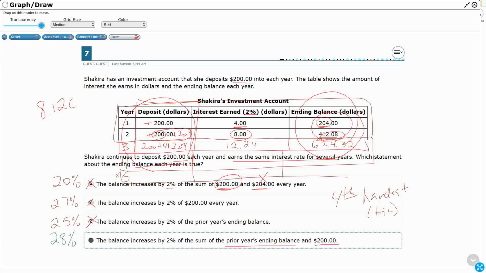Because if you look at our answer distribution, this is indicative of a whole lot of guessing. There's a large portion of the students that got it correct that probably just guessed it correct. They didn't necessarily know what was going on because that is a pretty poor showing on 8.12C.